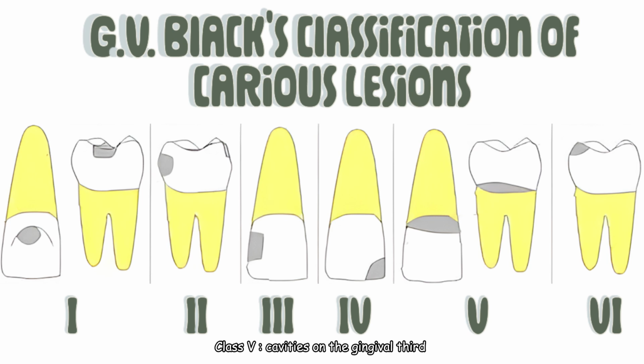Class 5: cavities on the gingival third, near the gum line, of the facial or lingual surfaces of any tooth. Class 6: cavities on the incisal edges of anterior teeth and cusp tips of posterior teeth.